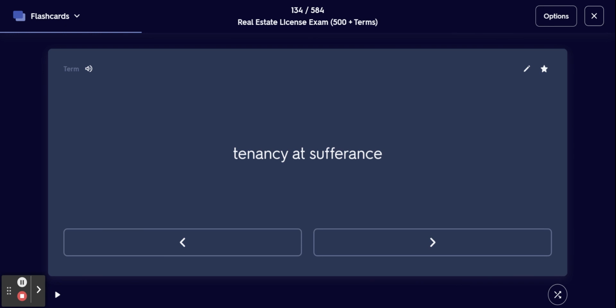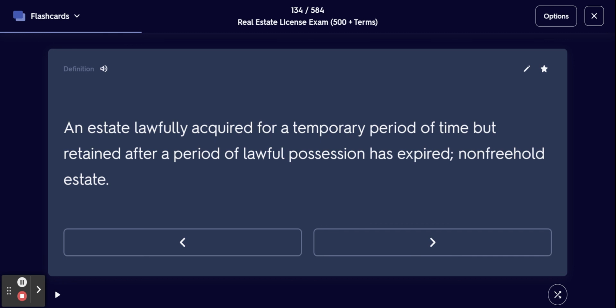Tenancy at sufferance. An estate lawfully acquired for a temporary period of time but retained after a period of lawful possession has expired, non-freehold estate.